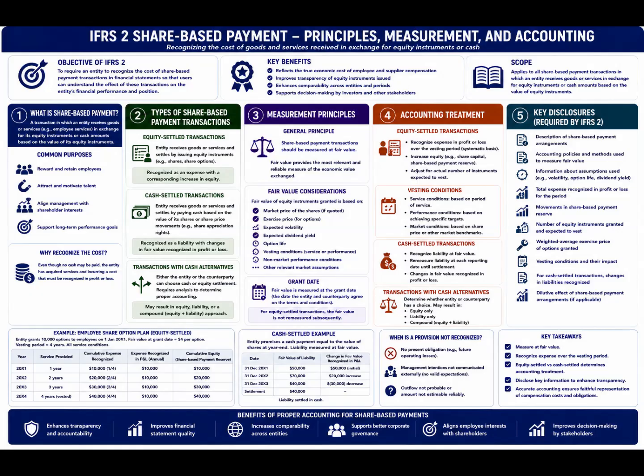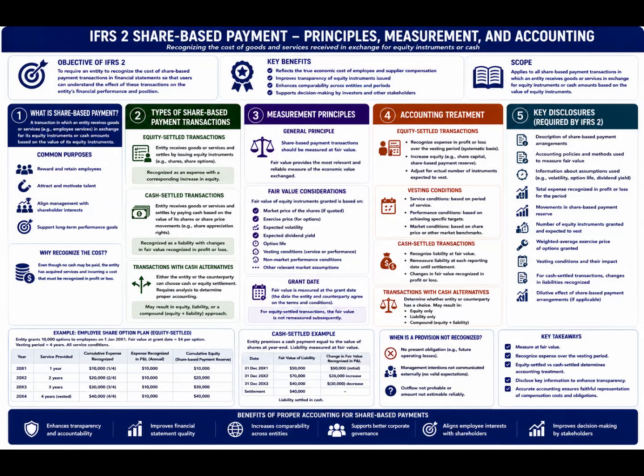Measurement principles under IFRS 2 vary depending on the nature of the share-based payment arrangement. Equity-settled transactions are measured at the grant date fair value of equity instruments and are generally not remeasured subsequently. The recognized expense is spread over the vesting period during which employees provide required services. Vesting conditions, such as service periods or performance targets, influence the amount recognized.